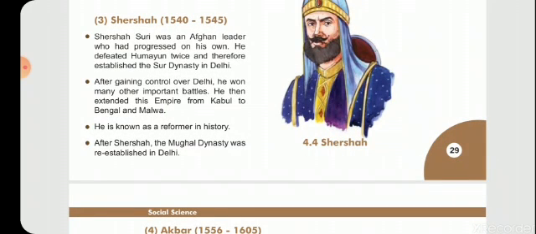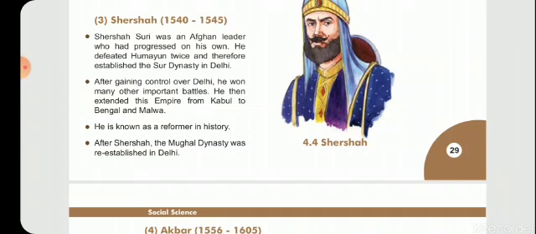Sher Shah Suri was an Afghan leader who had progressed on his own. He defeated Humayun twice and therefore established the Suri dynasty in Delhi. So he was basically an Afghan leader, and he defeated Humayun twice, and he established the Suri dynasty in Delhi. After gaining control over Delhi, he won many other important battles. He then extended his empire from Kabul to Bengal and Malwa.